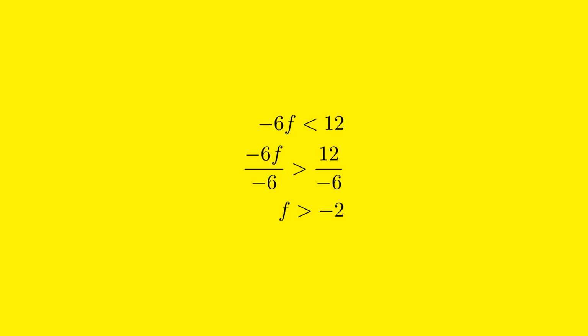Thus, the solution to the inequality in inequality form is f > -2, and in interval notation form, it is open parenthesis -2, comma infinity, close parenthesis. And that completes the final step in solving this inequality.